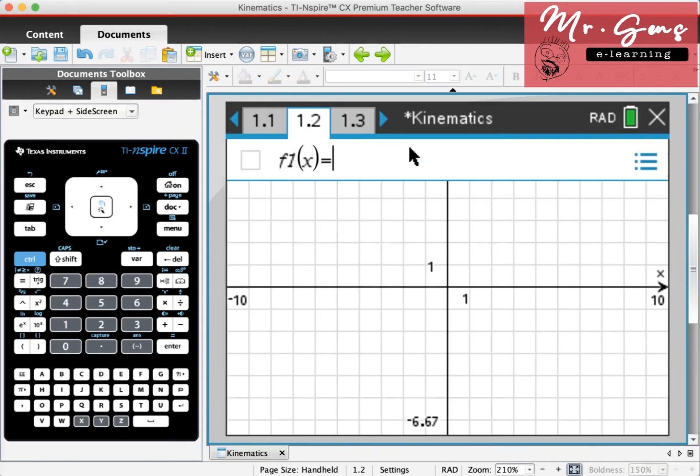Pay attention to the unit at the top right corner of the screen. It must be radian for a modeling question. If it is not, you can click on the unit and change it. For this, you need an updated operating system. Our independent variable is t, but on Nspire we need to change it to x.